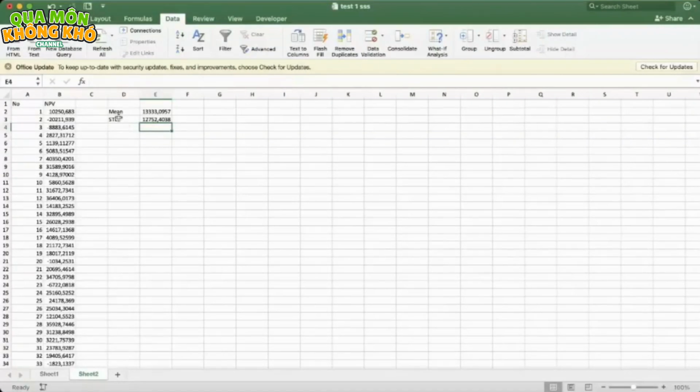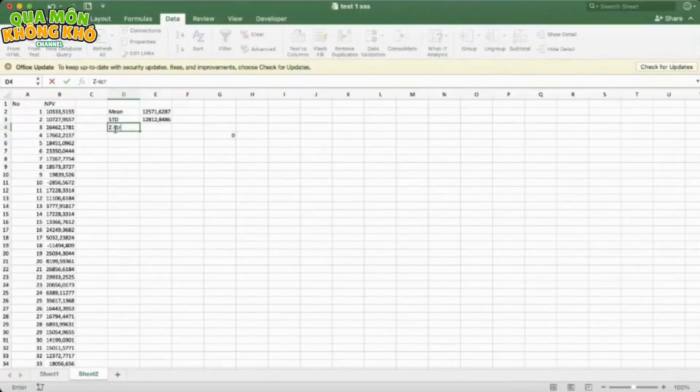And in this case, we want to know more about what happens if the NBV is negative, what the probability of the NBV being negative is. From this, we assume that the NBV is 0. So we can calculate the z-score. The z-score here, we will use the function.